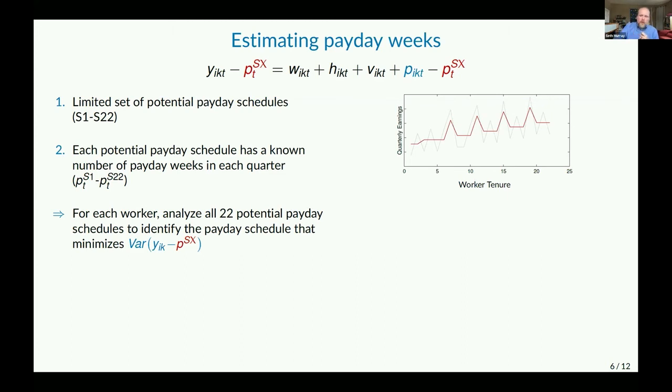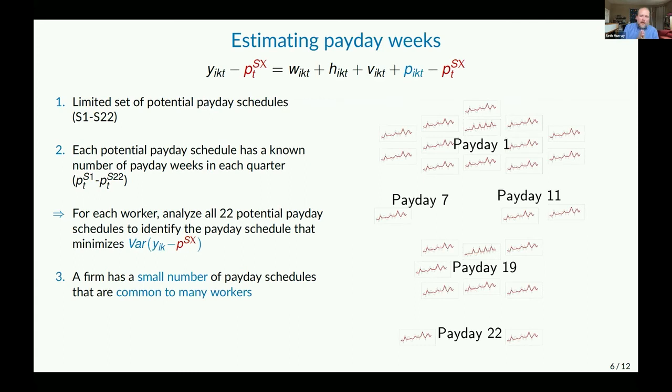Then what I'm going to rely on is the next observation, that any given firm only tends to have a small number of these potential payroll schedules. Typically it's only one, sometimes 2 or 3 different payroll schedules that they'll use to pay workers at the firm. And what this invites is a clustering algorithm, where first, for each individual worker, I find the payroll schedule that minimizes the variance of their earnings for all the workers at this firm. Then I implement a clustering procedure that asks: what is the payroll schedule that most workers at the firm agree on?